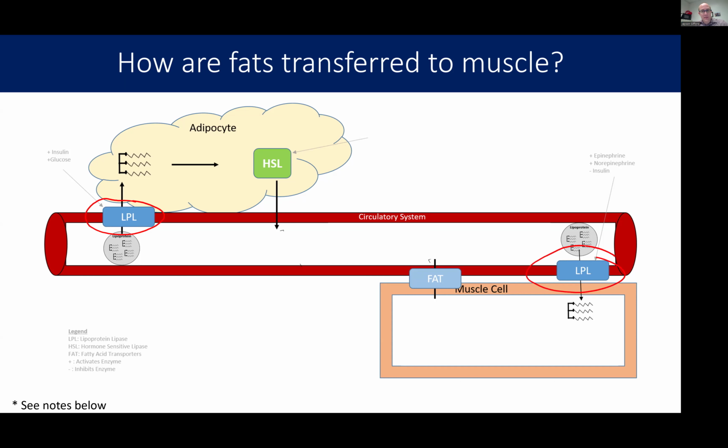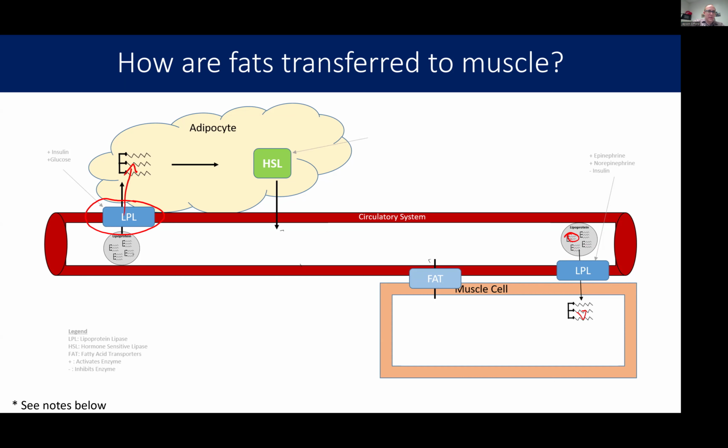One version is on the adipocyte and the other version is on the skeletal muscle cell, or on the capillary near the skeletal muscle cell, I should say. And they take the triglycerides out of the lipoprotein and get them into the skeletal muscle cell to be utilized, or into the adipocyte to be stored.